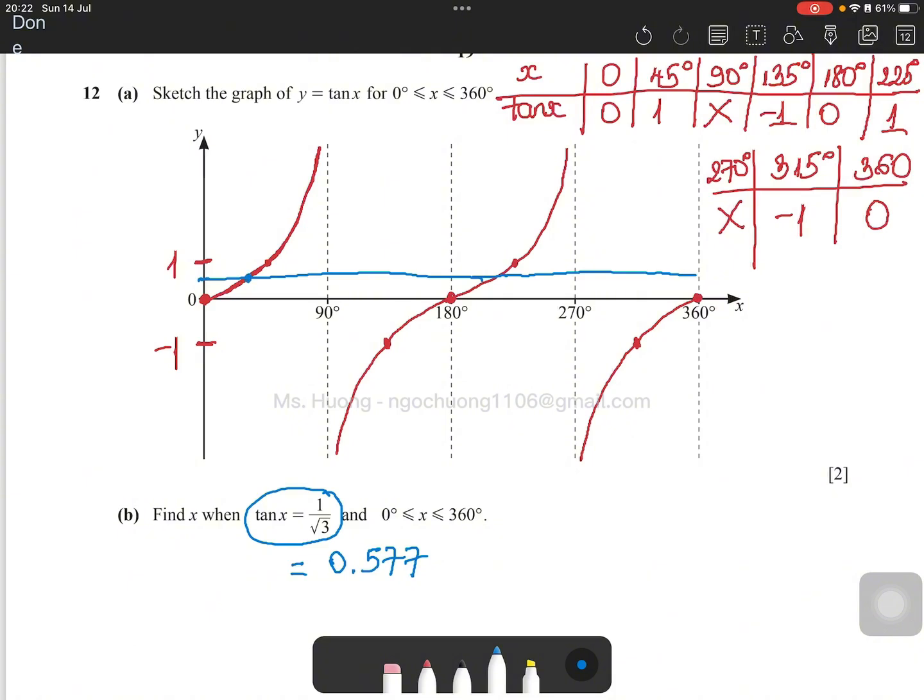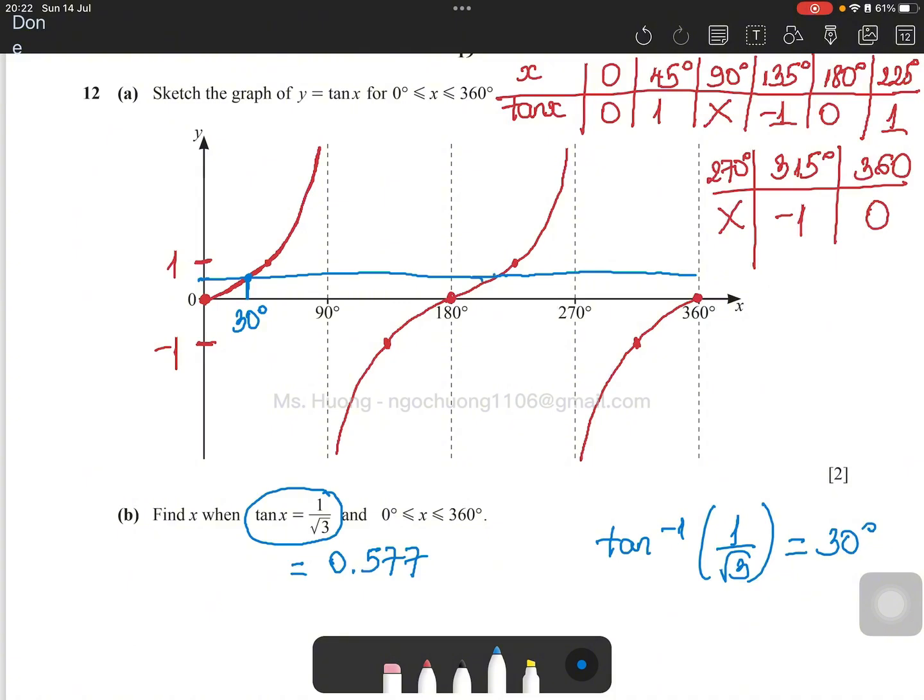To find the first point, you will find the inverse of tan of 1 over root 3. The inverse of tan of 1 over root 3 is equal to 30 degrees. So the first point is 30 degrees.